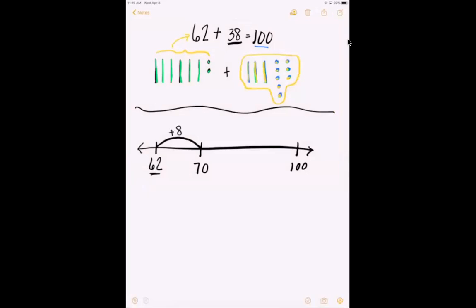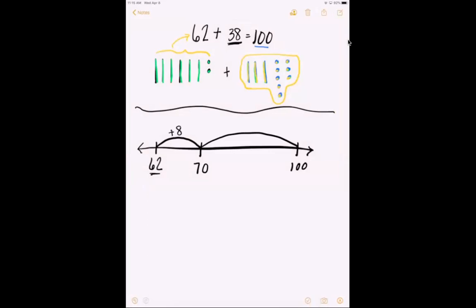Then I can make another jump from 70 to 100. I'm choosing to use 70 to 100 because they're two benchmark numbers. I can do it a few different ways. If I don't feel comfortable making this very large jump, I can do it by tens by doing 80, 90, and then 100. But for today, I'm going to make that big jump.